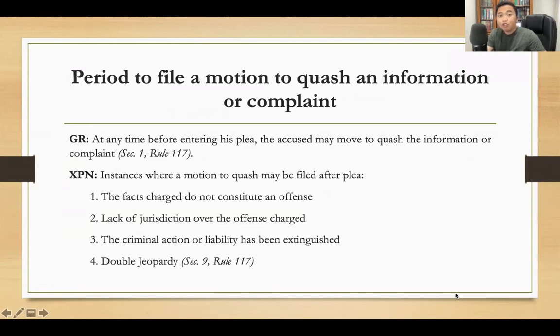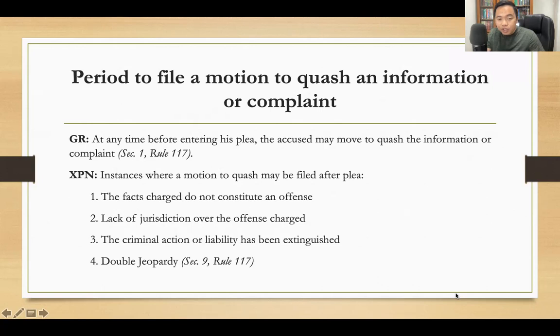So what is the period to file a motion to quash an information or complaint? Anytime before the accused entered his plea, the accused may move to quash the information or complaint. There are certain exceptions. In instances where a motion to quash may be filed even after the accused enters his plea, if the ground for motion to quash is that the facts charged do not constitute an offense.